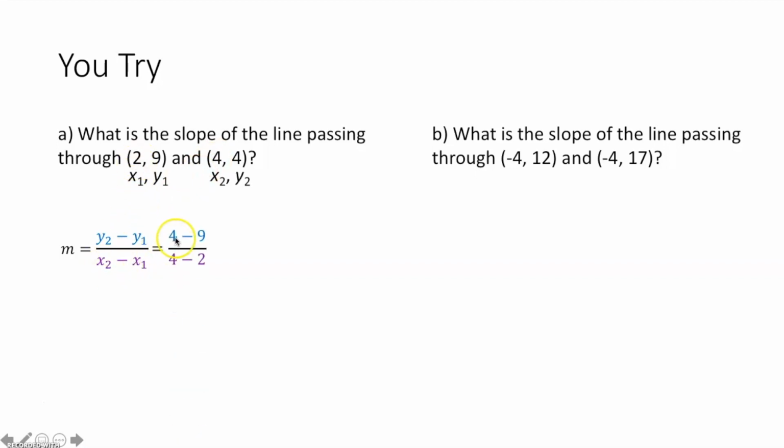Now, we just simplify. What's 4 minus 9? That's going to be -5. And what's 4 minus 2? That's going to be 2. So our slope is -5 over 2, or -5 halves, and you're done.